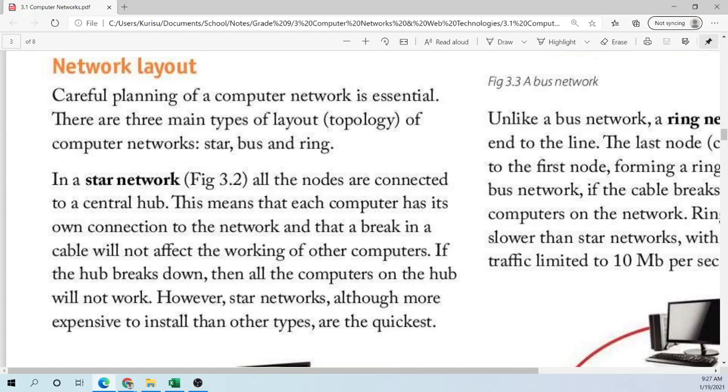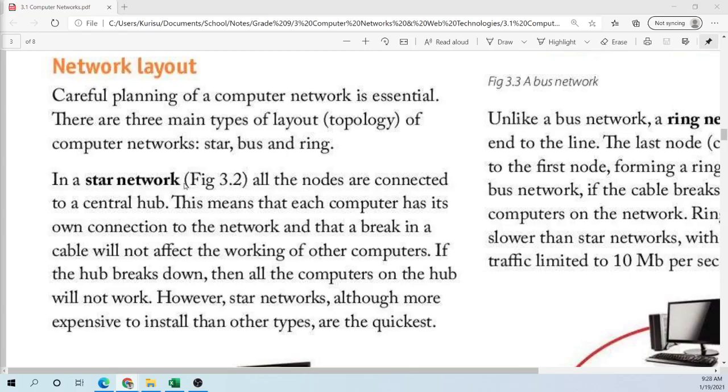Network layout. If a file of a computer network is functional, there are three main types of layouts. Topology. Topology of computer network. Star, bus, and ring. In a star network, all the nodes are connected to a central hub. This means that each computer has its own connection to the network and that a break in the cable will not affect the working of other computers. If the hub breaks down, then all computers in the hub will not work. However, star network sites are a little more expensive to install than other types of equipment.